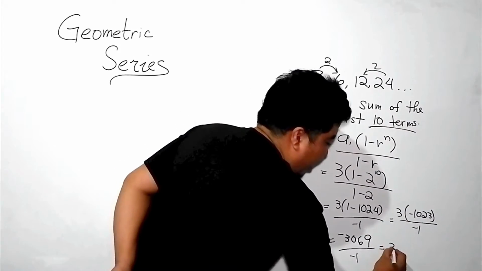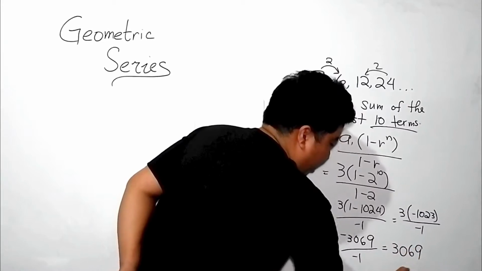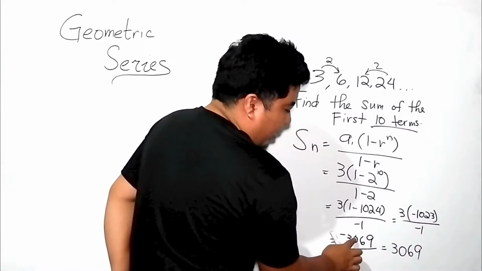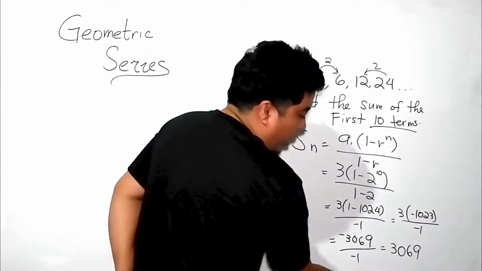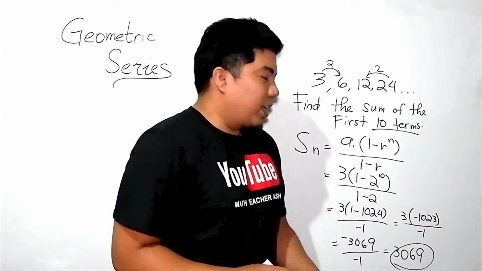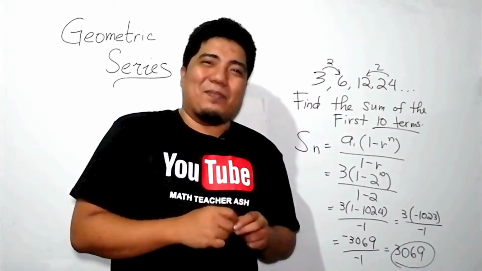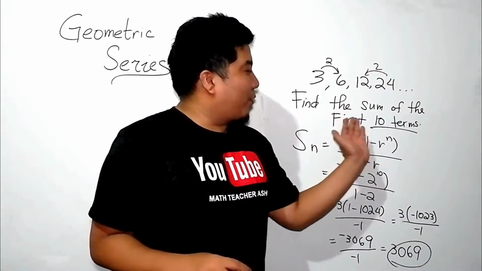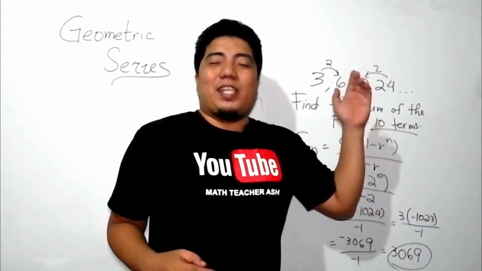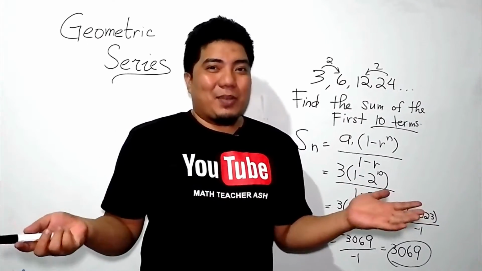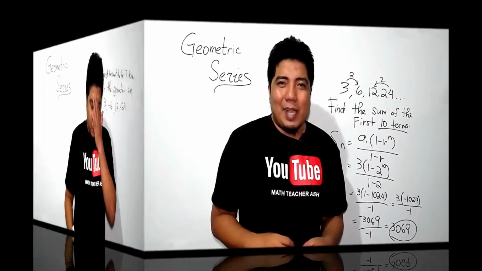So therefore, cancel the negative. 3,069 divided by 1. And your final answer is 3,069. And that will be the sum of your first 10 terms of this given sequence. Easy, right? Now, let us consider another example.